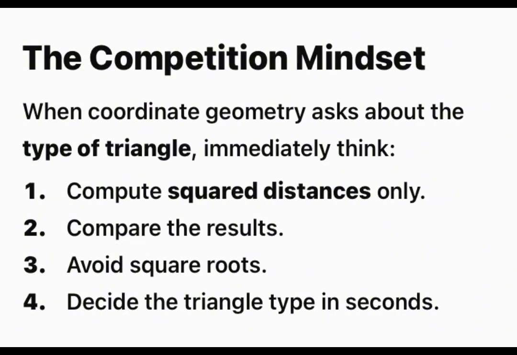The competition mindset is that when coordinate geometry asks about the type of triangle, immediately think of this: compute the squared distances only, compare the results, avoid square roots. Then you can decide the triangle type in seconds.